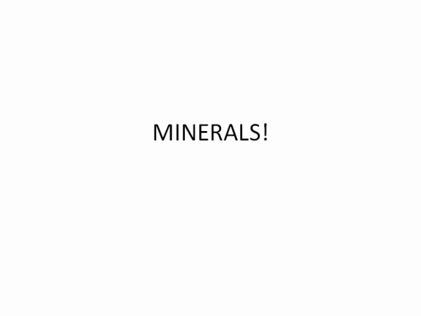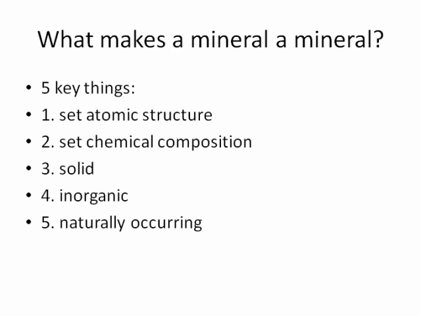The focus of tonight's lesson is minerals. There are 5 key things that must be met in order for a mineral to be a mineral. Number 1, you need set atomic structure. It means the atoms need to be arranged in a pattern. Number 2 is set chemical composition. You need to have set chemicals, and that's it. Set chemical formula. Number 3, it must be solid. Number 4, it must be inorganic, which means it is not living, was not living, will not be living. And number 5, it must be naturally occurring, so it cannot be man-made.